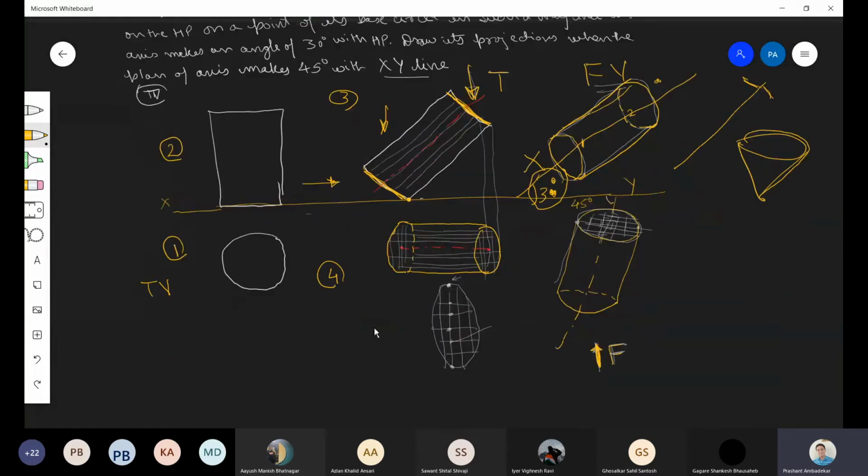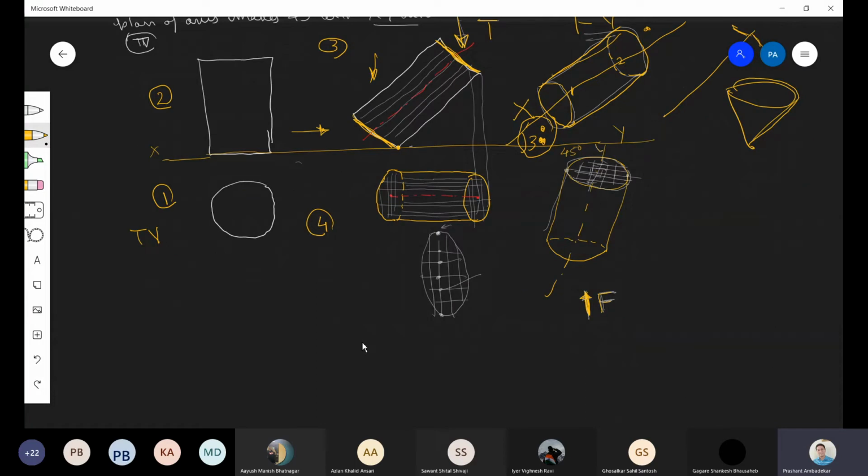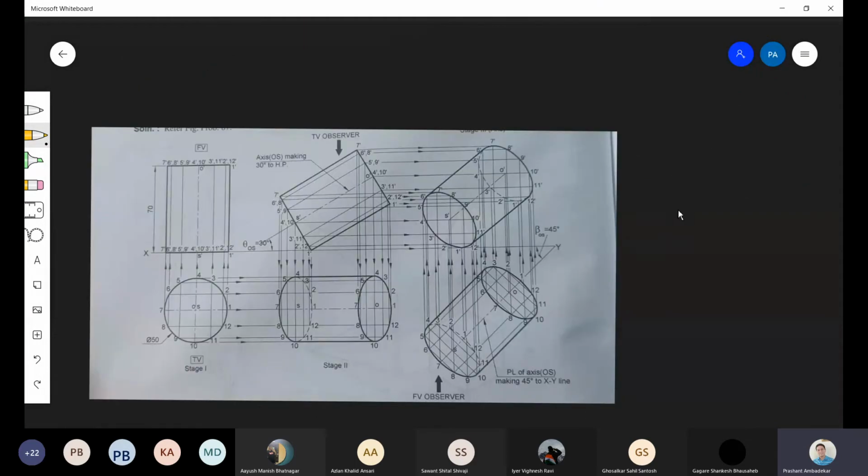So this is the solution which we have drawn, and I am now pasting this. Can you all see this? Yes, yes, sir.